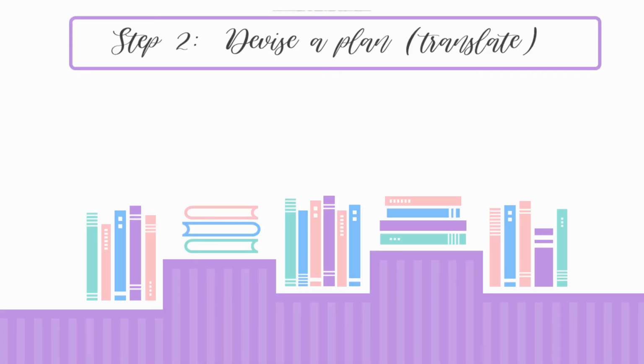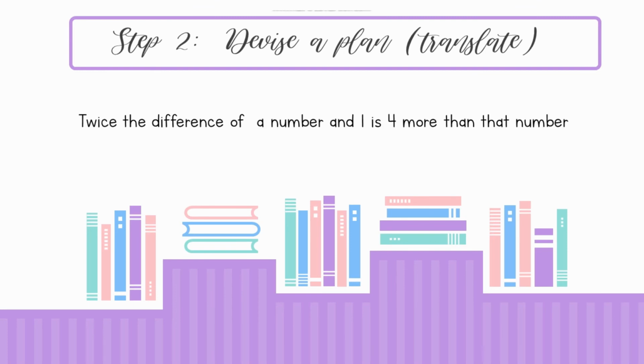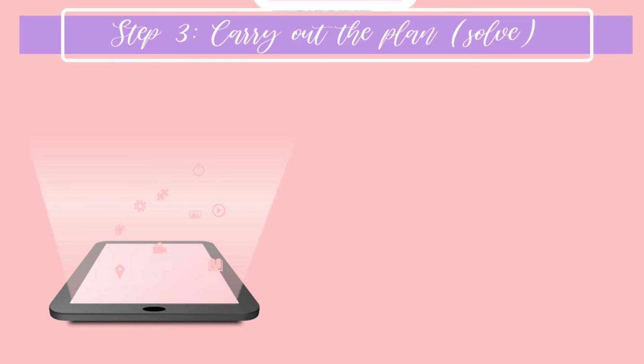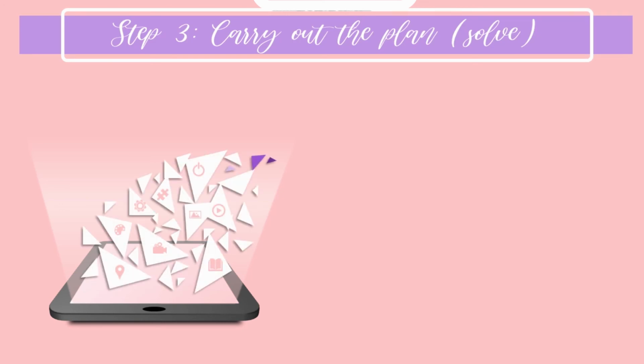Step 2. Devise a plan. Twice the difference of a number and 1 is 4 more than that number. So we will write that as 2(x - 1) = x + 4. Step 3. Carry out the plan. This is where we solve the equation we came up with in our devise a plan step.